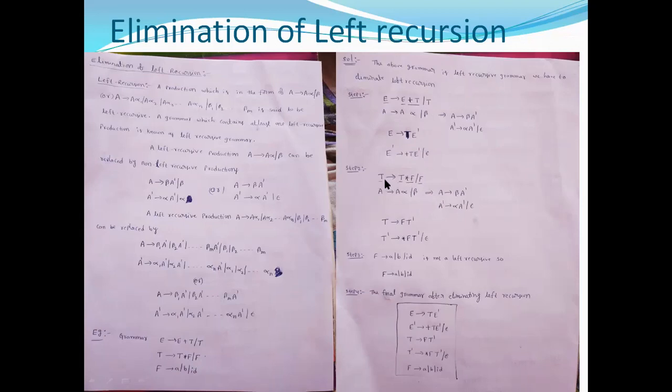So in this production, we are having a left recursion. Why? Because the production is in the form of A is production with A alpha or beta. So the given production is in this form, so we can eliminate the left recursion by replacing this statement. Okay, then we are replacing this one.